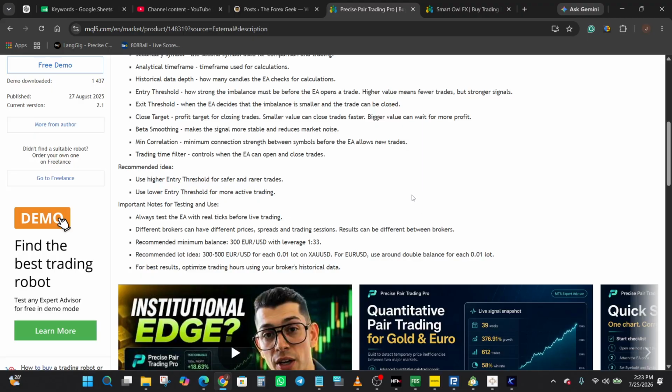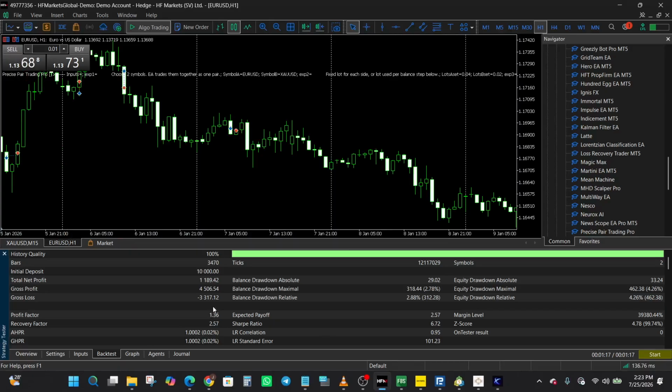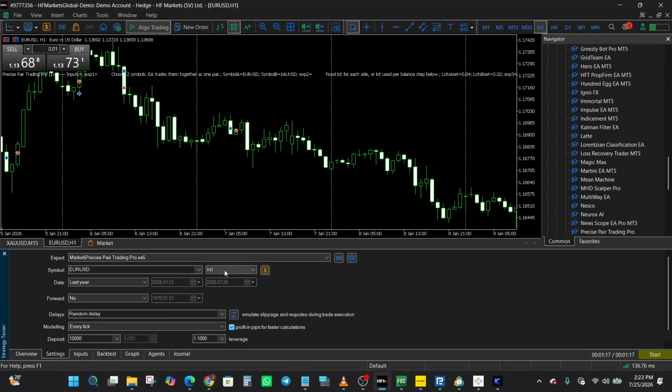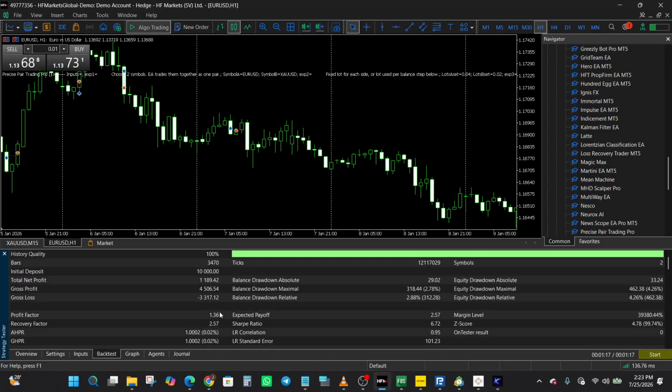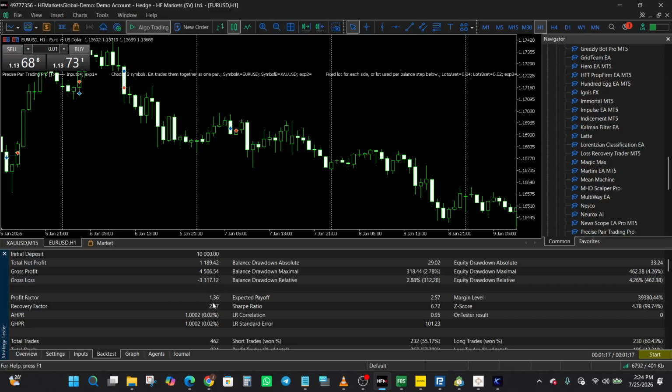So now let us get into the historical testing. All right. So I ran this on a $10,000 account using the H1 chart covering January through July 2026, about 7 months. And the test confirms two symbols were involved, consistent with how this EA is built to trade. The total net profit for that period came out to $1,189. Breaking that down, the gross profit was $4,506, against a gross loss of around $3,317, giving a profit factor of 1.36.